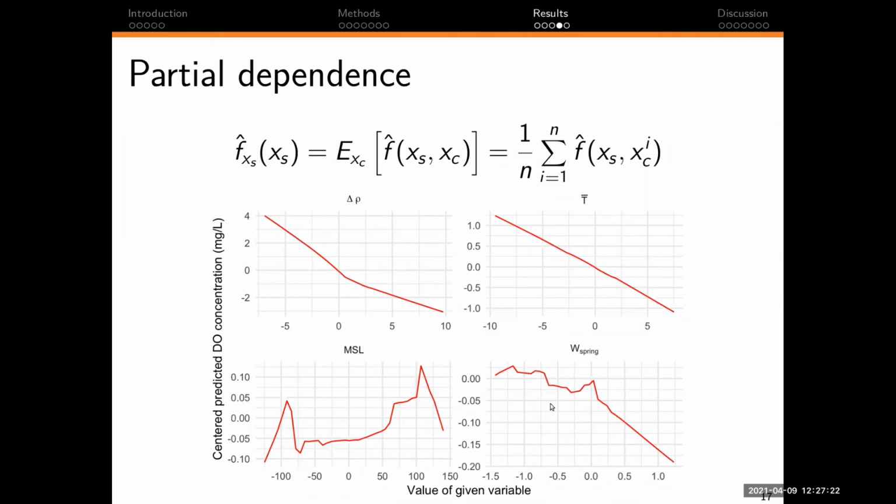The final thing I'll note here is that the y-axis for each of these plots is different. As you can see, density stratification goes from 4 to -3 or so. The spring winds are much smaller, going from, say, 0 to -0.2. So primarily, it's the density stratification that's determining the oxygen in the predictions, and to a lesser extent, the mean temperature.